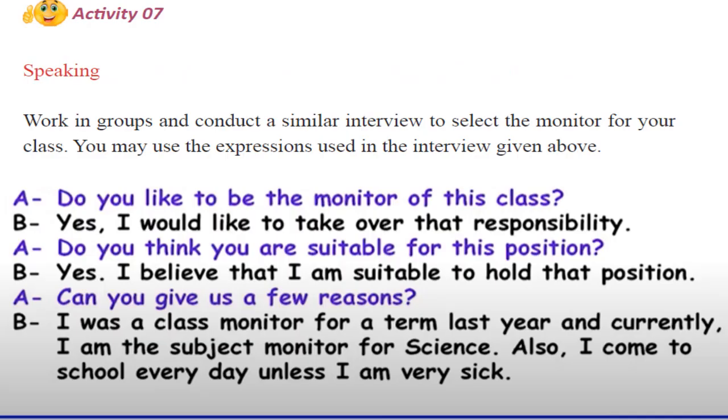Activity 7. Work in groups and conduct a similar interview to select the monitor for your class. You may use the expression used in the interview given above.